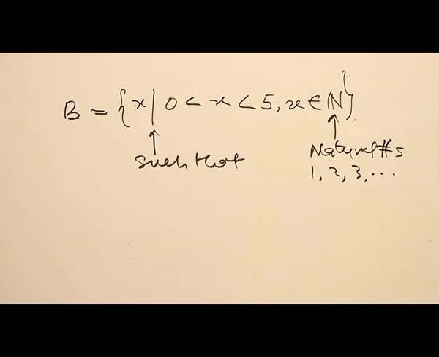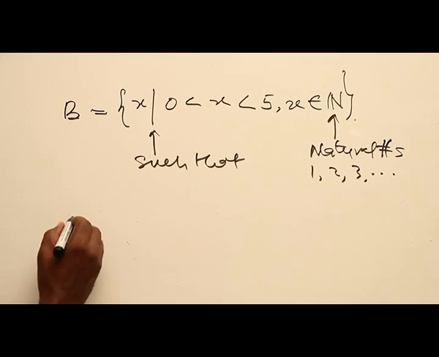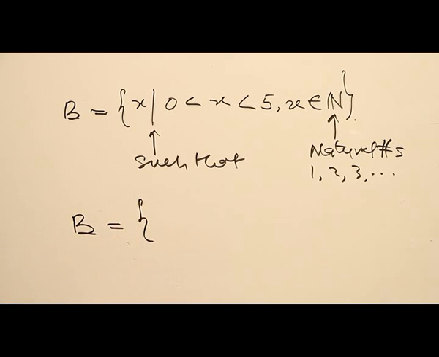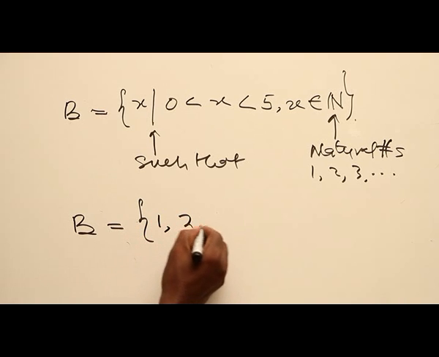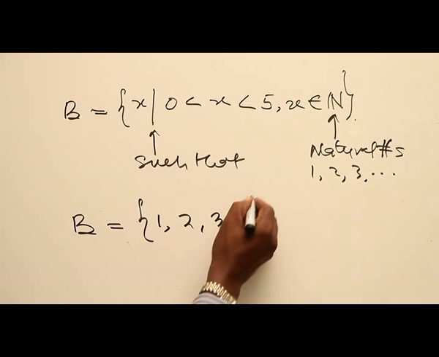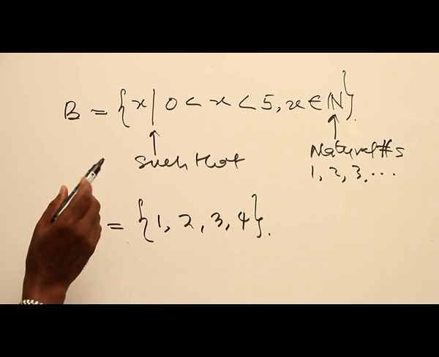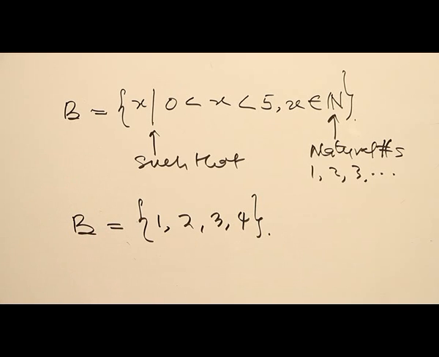Now, we have defined a set B. If we are to list the members of set B, the members of set B are between 0 and 5. No fraction is needed because we are talking about natural numbers. So between 0 and 5, you have 1, you have 2, you have 3, and you have 4. And this is the set B, by listing the members of that set defined by the set builder notation.